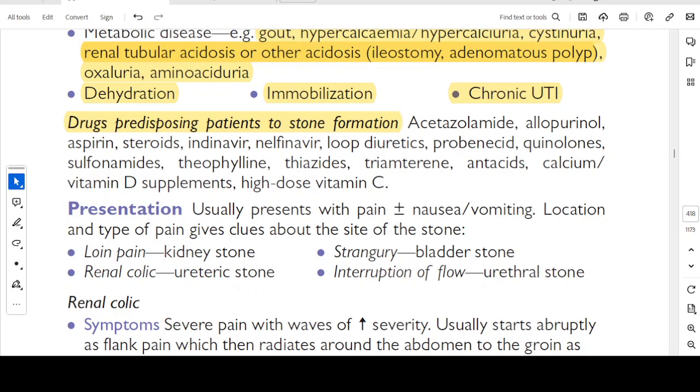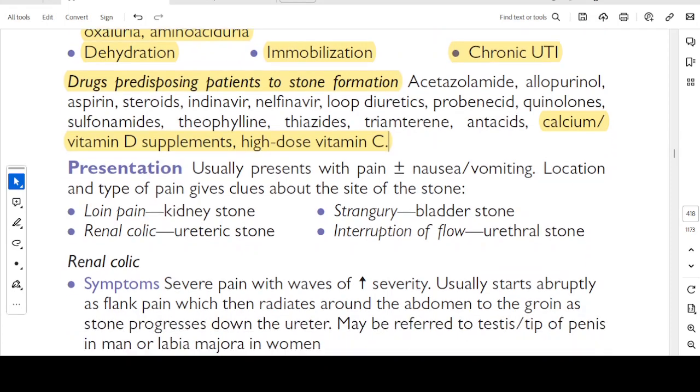Triamterene, antacids, calcium and vitamin D supplements, high dose vitamin C. Calcium supplements can lead to high calcium excretion and then calcium phosphate stones. High dose vitamin C is also one cause.